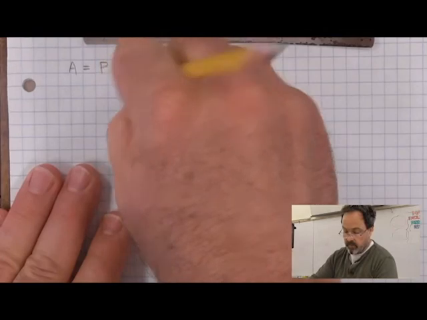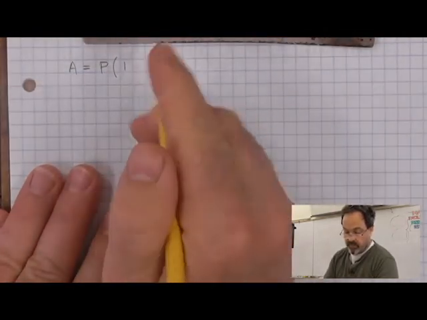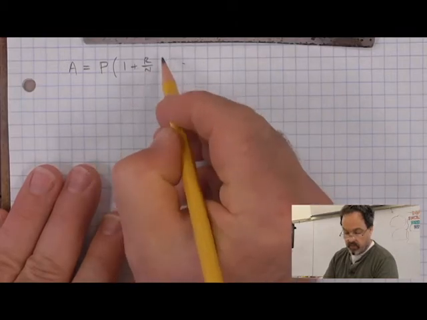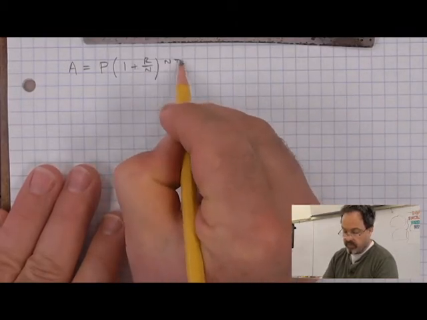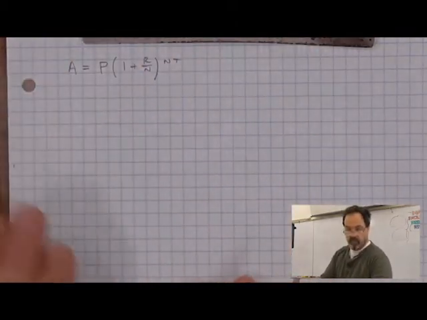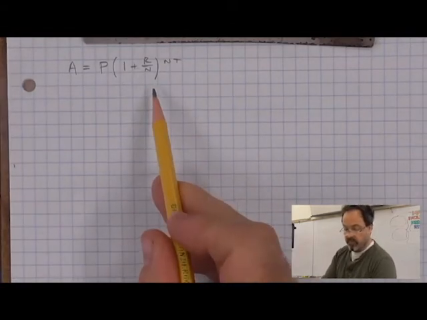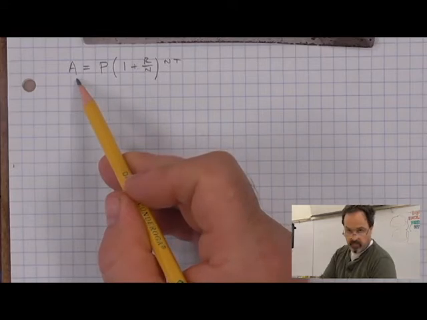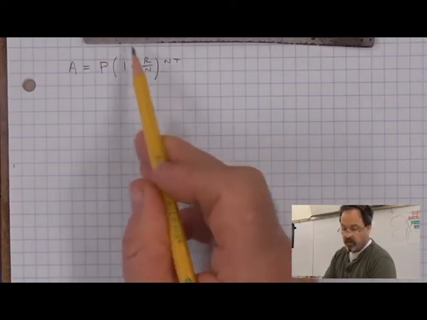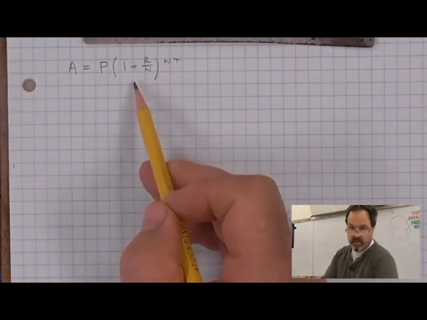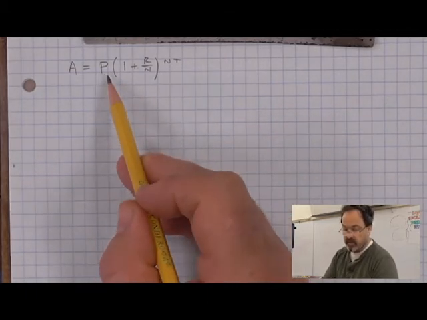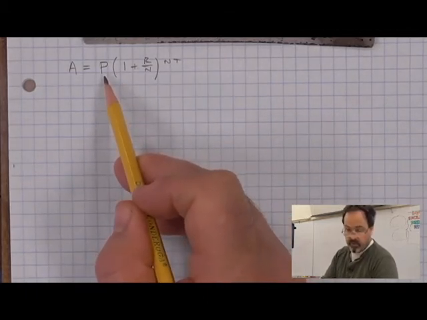A is equal to P times 1 plus R divided by N all to the NT. This is a general equation for compounding. A stands for an amount. It could be an amount of money because we usually use compounding in the context of banking and money growth and money investment. P would be the principal or starting amount of money.